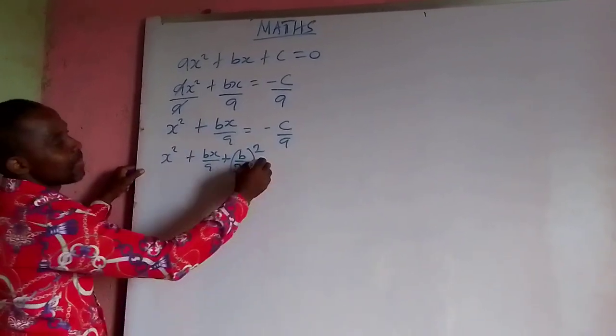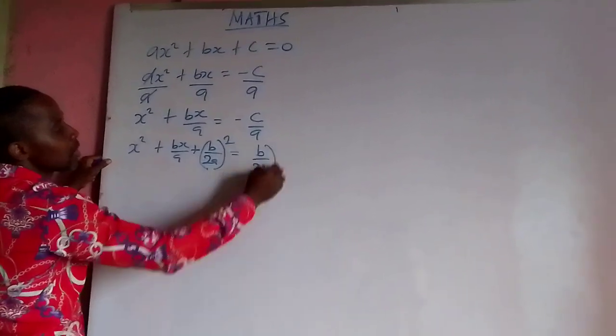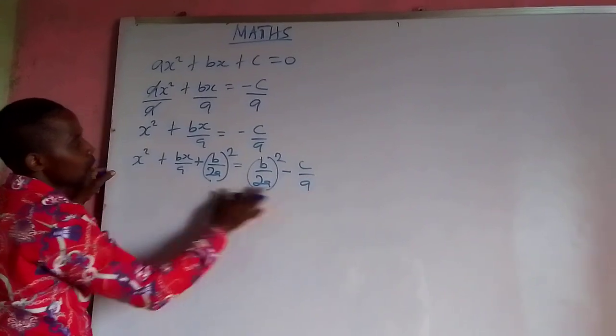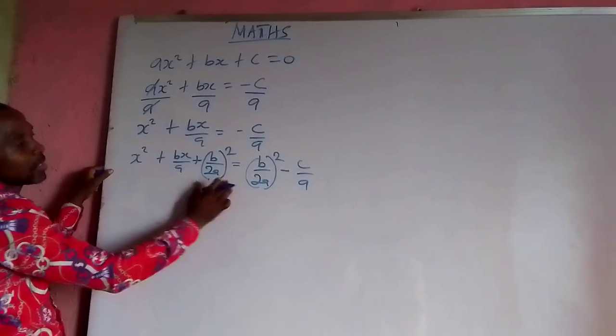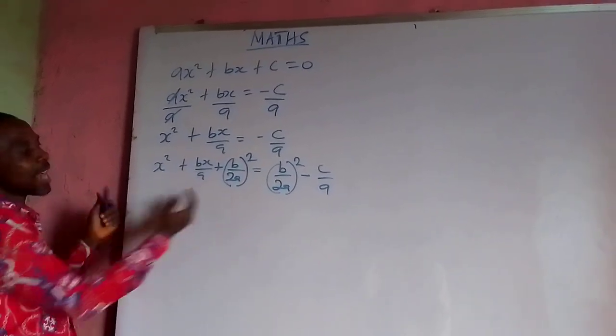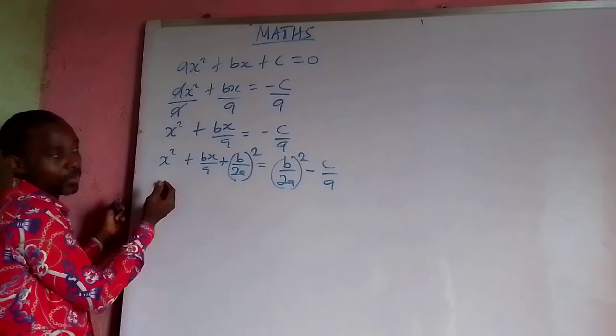That is the language. Now, we are going to still bring this thing here: b over 2a raised to power 2 minus c over a. So we have not changed anything. What is done here is what is done here. Alright. So now, we have to factorize this side. Let's factorize this side of the equation.